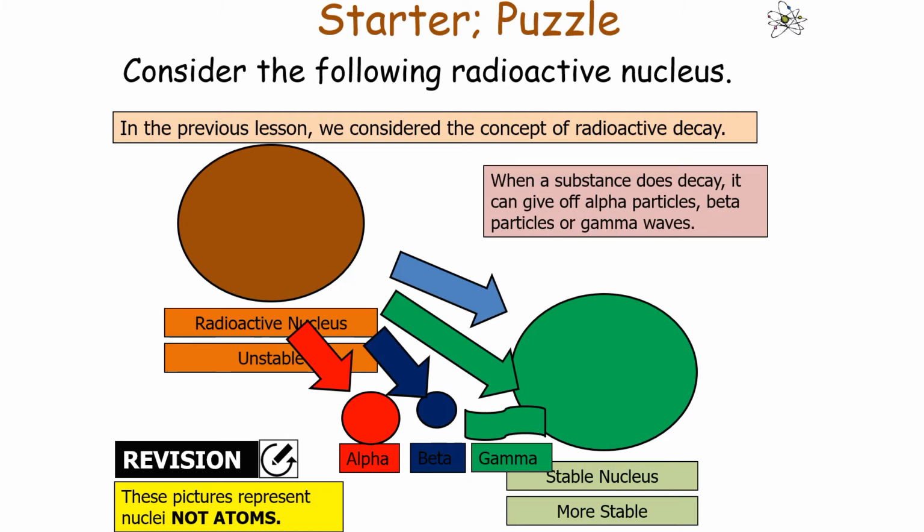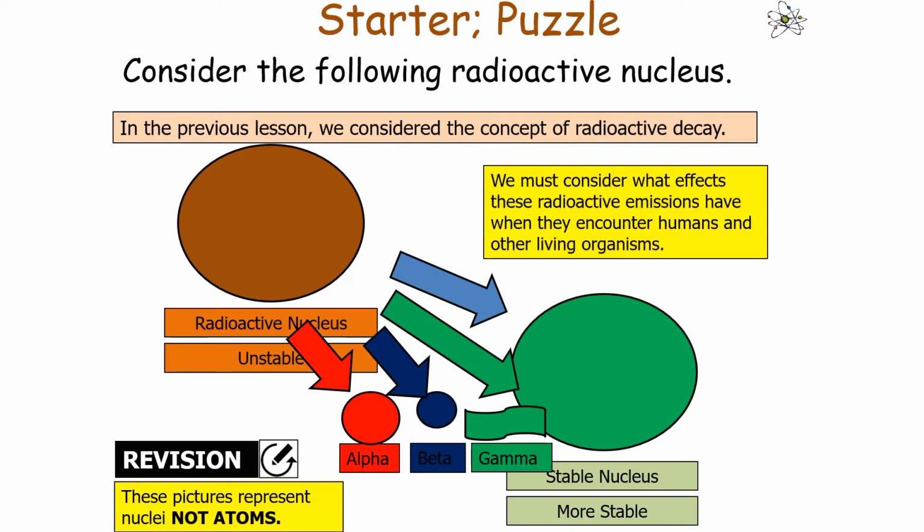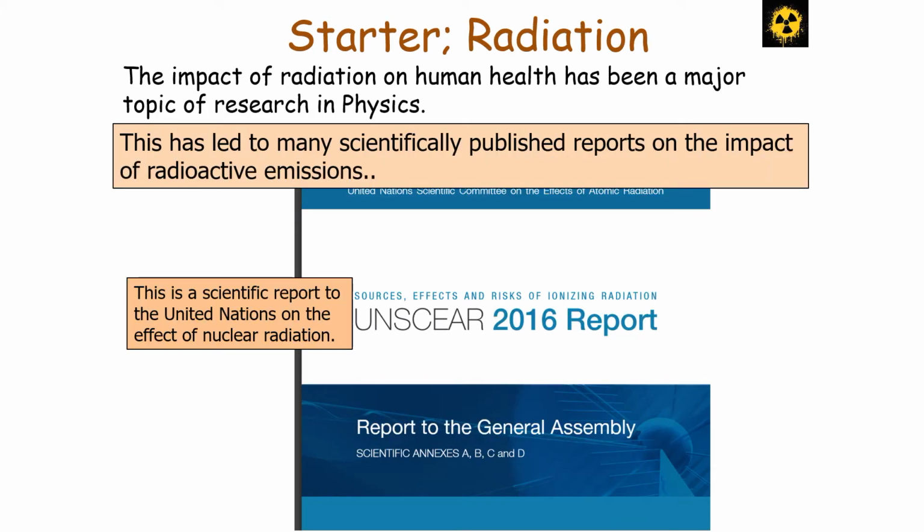Now, when a substance does decay, it can give off either alpha, beta or gamma waves. Now, we must consider what effect that alpha, beta and gamma have when they encounter humans and other living organisms. Now, the impact of radiation on human health has been a major topic of research in physics and has led to many different scientifically published reports on the impact of radioactive emissions.